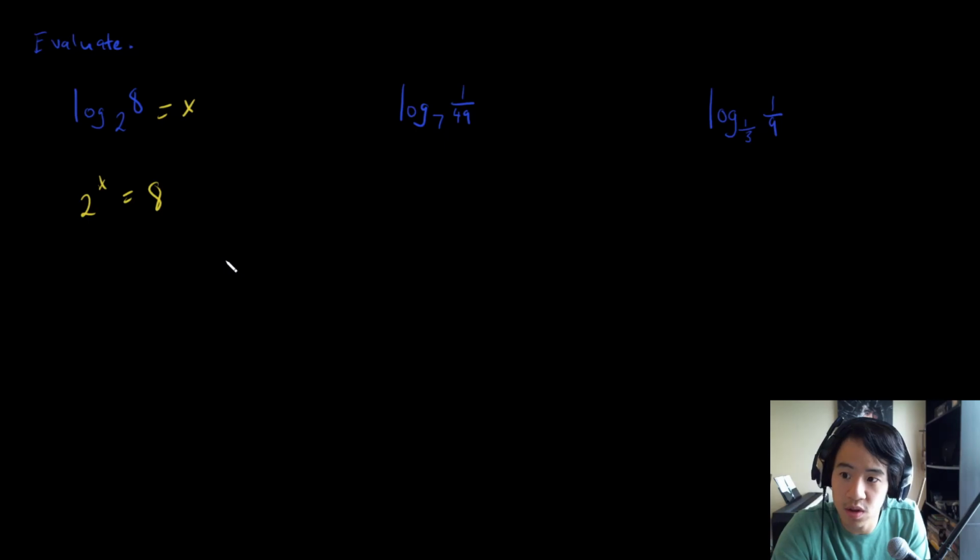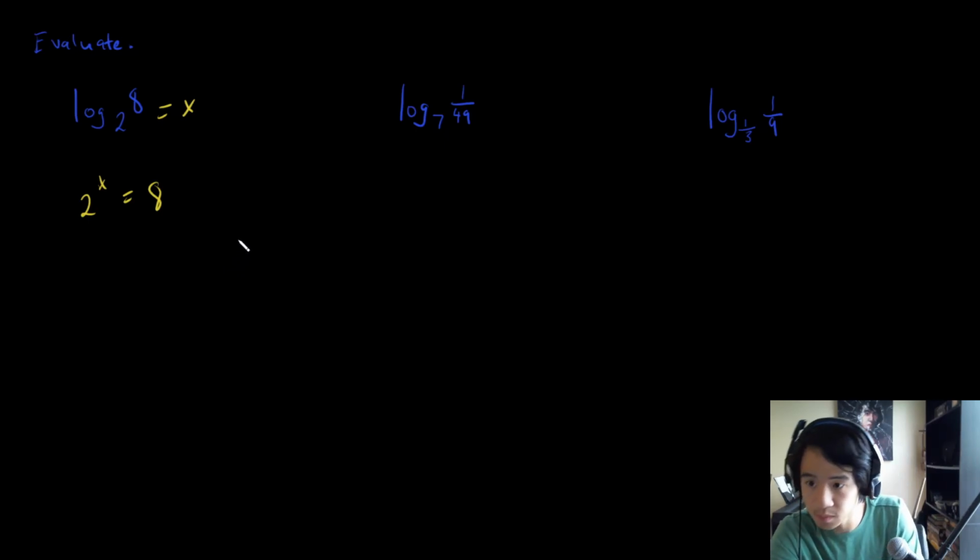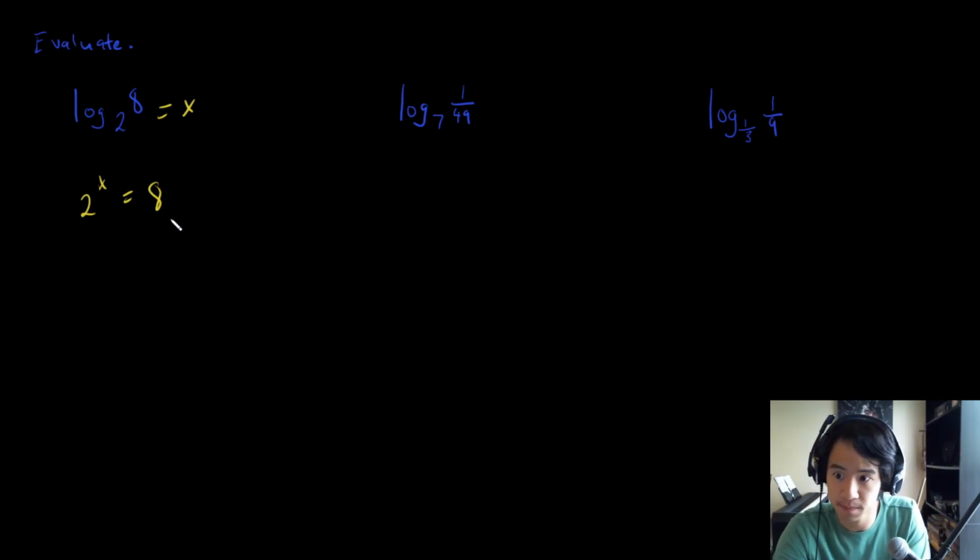So now we want to solve this exponential equation. So we are going to have to get it in terms of 2. So we know that 8 is 2 cubed. So our bases are the same, so we can say x is equal to 3. So this whole thing is equal to 3.